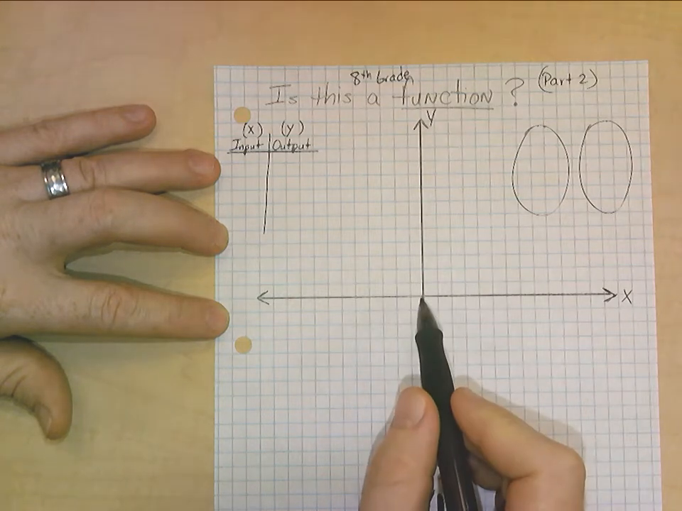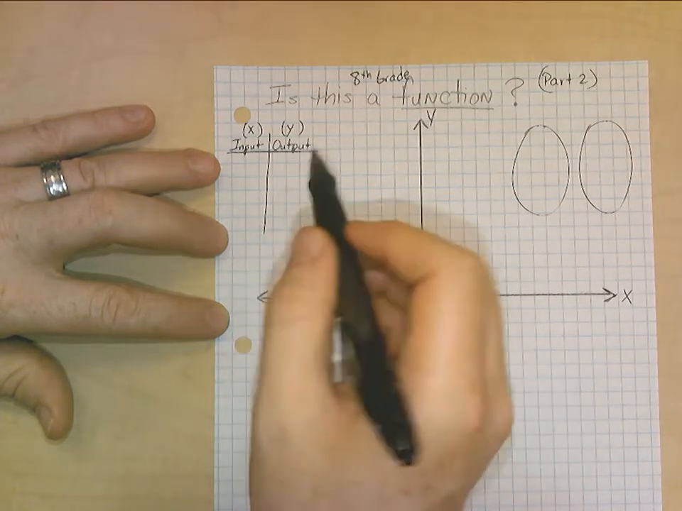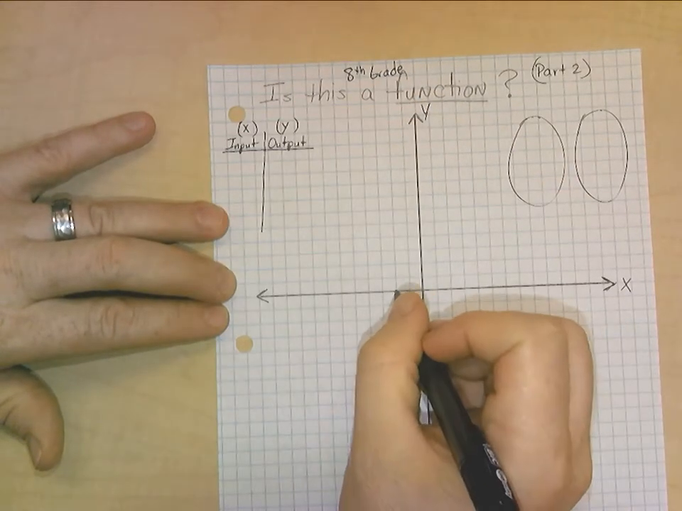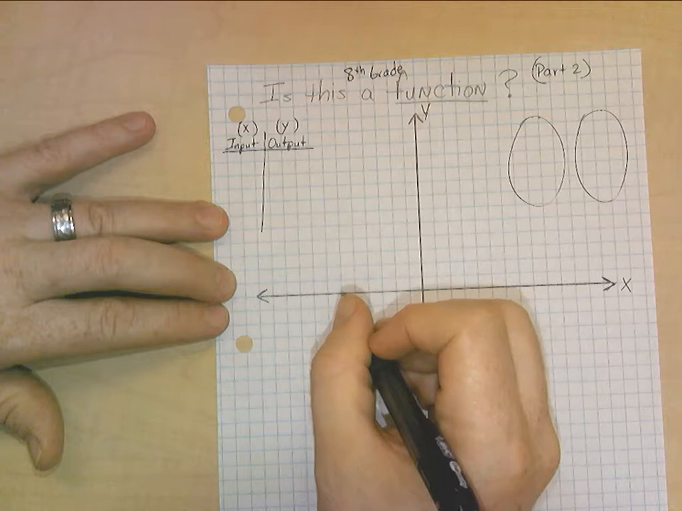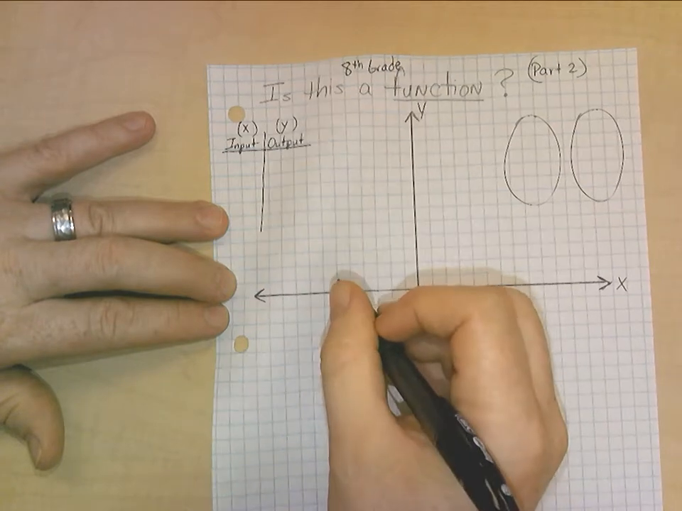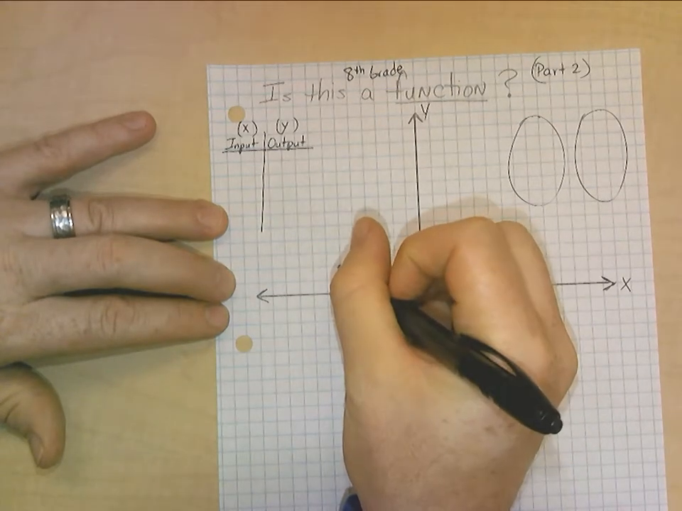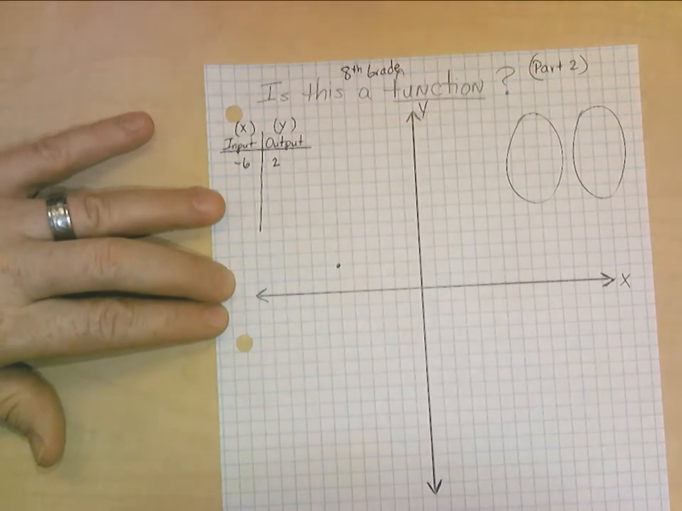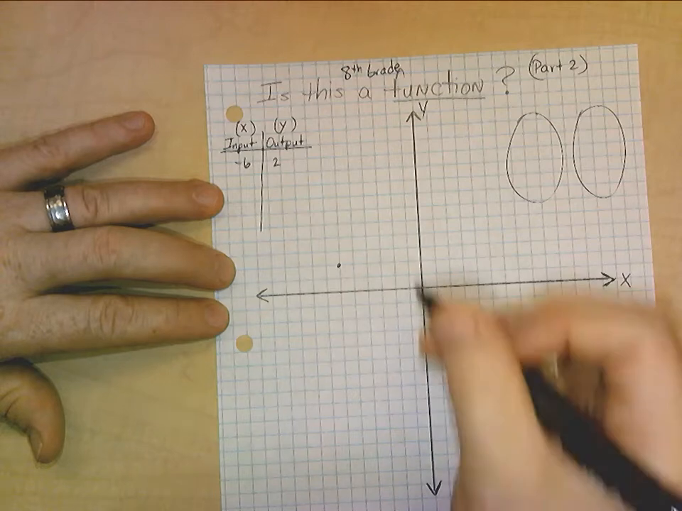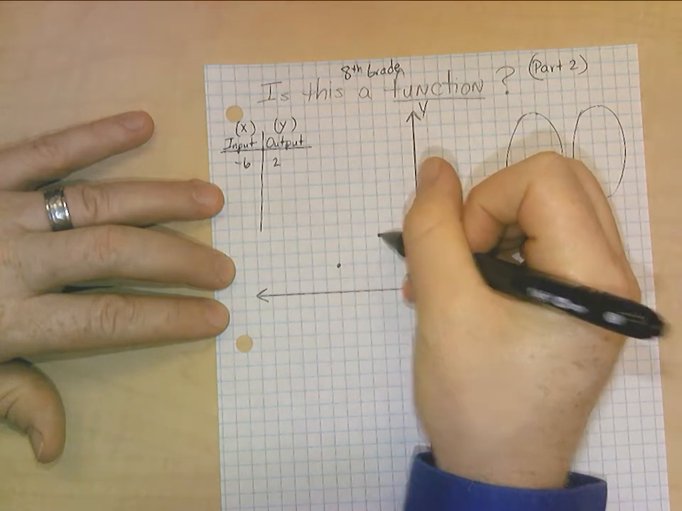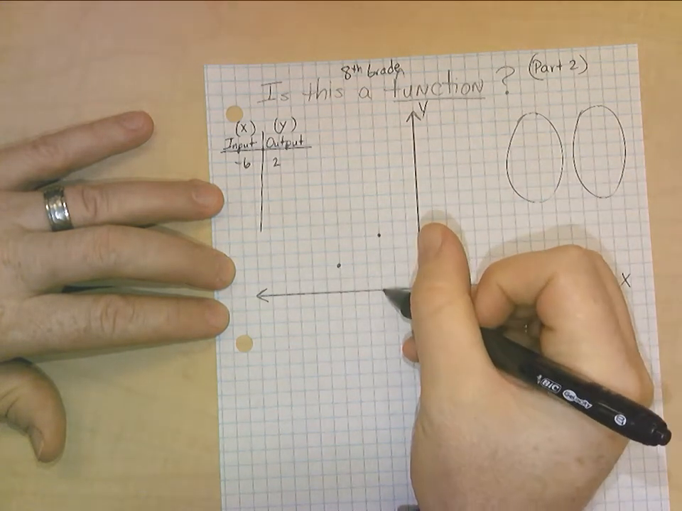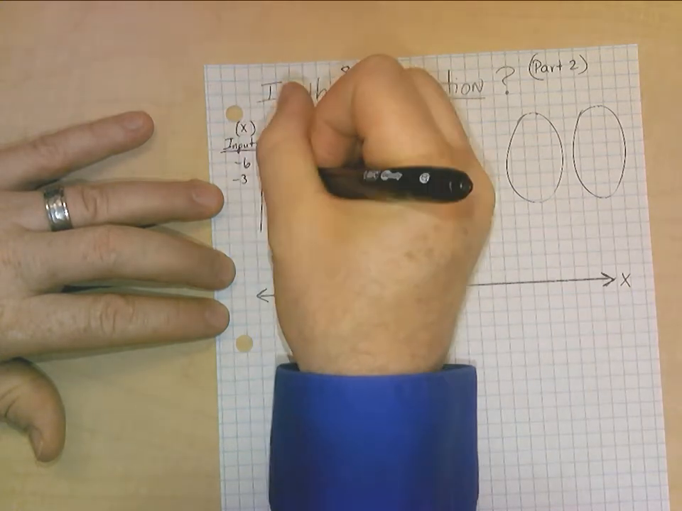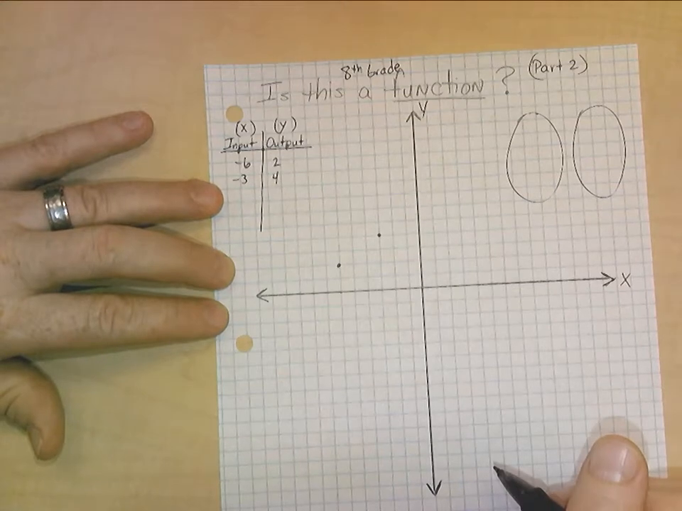Let's say I have, remember your x and y pairs? Let's do an example here. Let's say 1, 2, 3, 4, 5, 6, so negative 6, positive 2. Let's pick another one right here. So 1, 2, 3, negative 3, then 1, 2, 3, 4. Negative 3, 4.